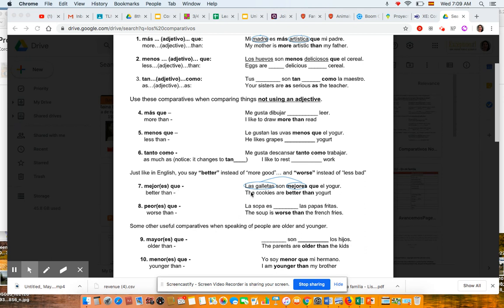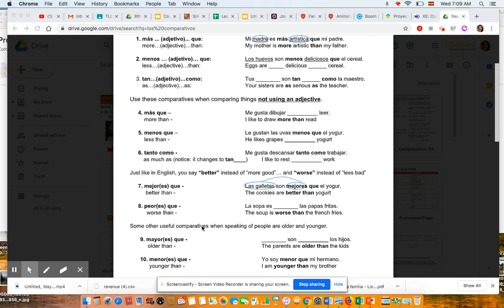Miren los ejemplos. Las galletas son mejores que el yogur. The cookies are better than yogurt. Or, in the case of peor, la sopa es peor que las papas fritas. The soup is worse than the French fries.